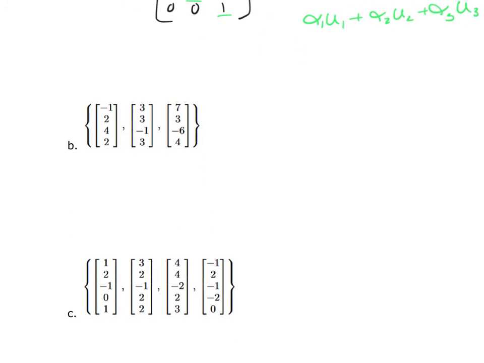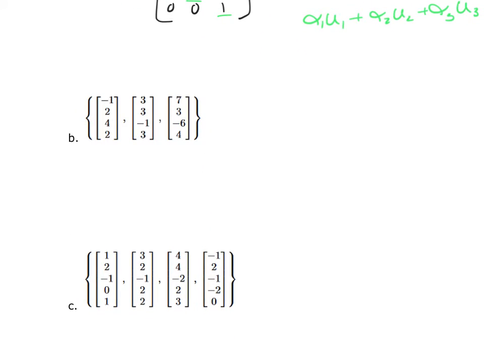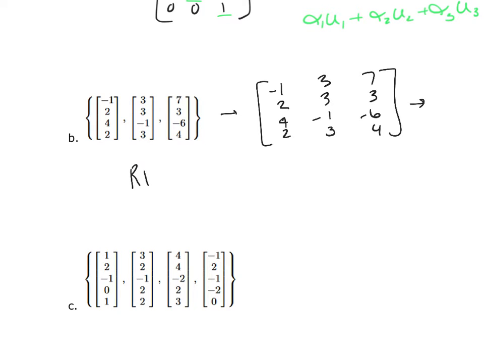For my next example, again, I'm going to put this into a matrix. I get negative 1, 2, 4, and 2, 3, 3, negative 1, 3, 7, 3, negative 6, and 4. In reduced row echelon form, I get the matrix 1, 0, 0, 0, 0, 1, 0, 0, 0, 0, 1, 0.